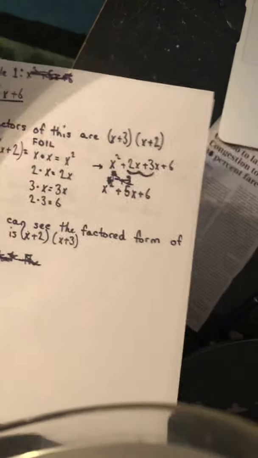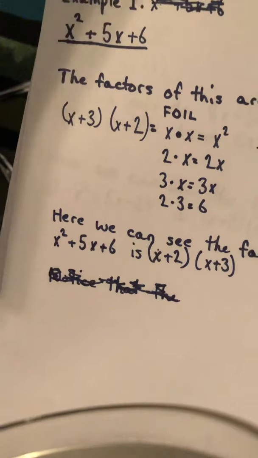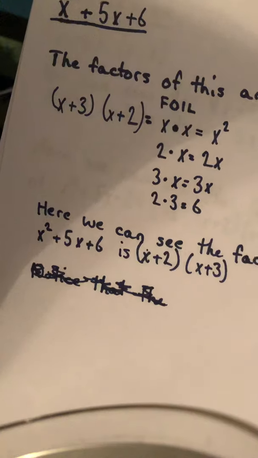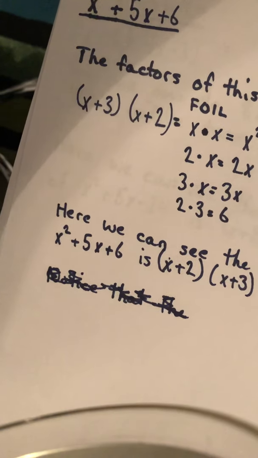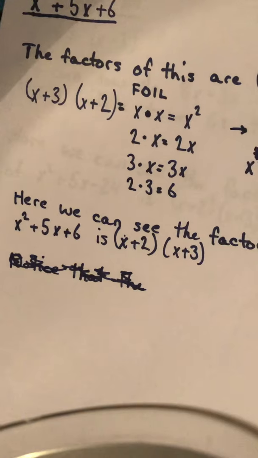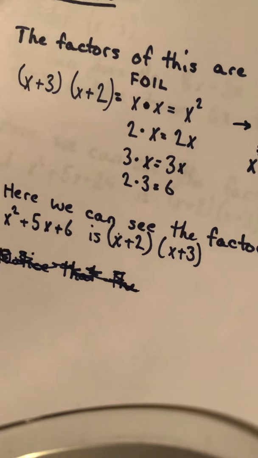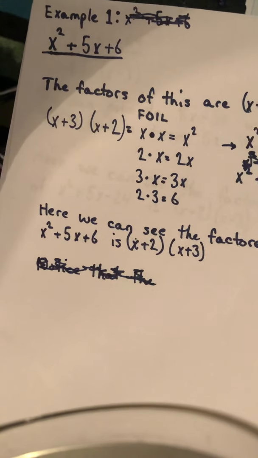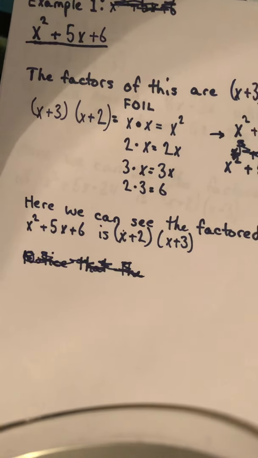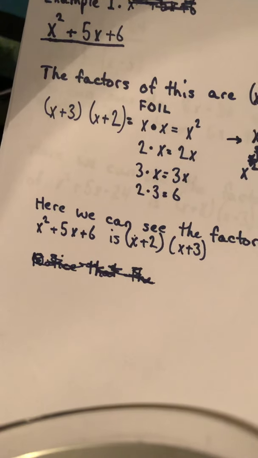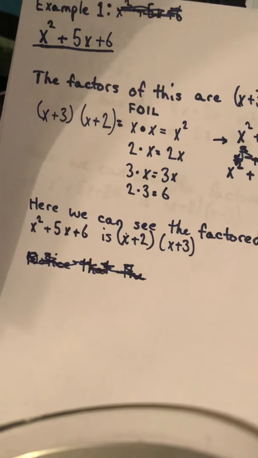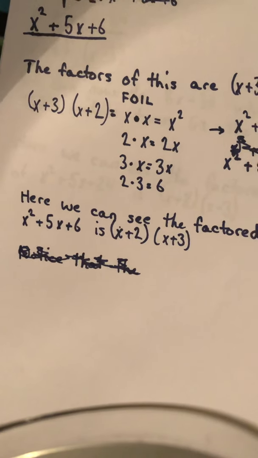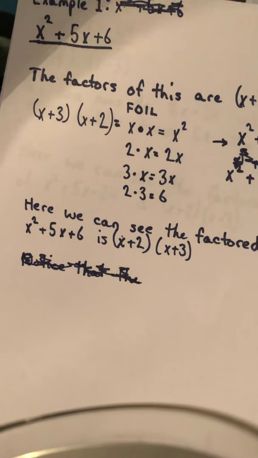Notice that the product of the first terms of the binomials is x times x equals x squared, the first term of the trinomial. Also, the product of the last terms of the binomials is 2 times 3 equals 6, the third term of the trinomial. The sum of these same terms is 2 plus 3 equals 5, the coefficient of the middle term, x, of the trinomial.